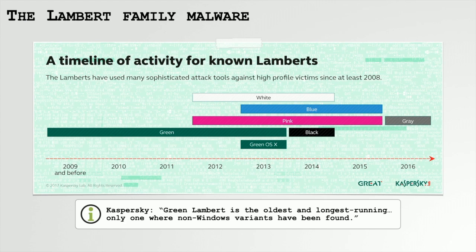This slide from Kaspersky just shows the Lambert family malware. As I mentioned, there's a bunch of different ones. Green, according to Kaspersky, is the oldest and longest running, and the only one where we've found both non-Windows and Windows versions. So Kaspersky's post on this topic is great. If you want to see how these all tie together and which ones might have handed over to another one in the development timeline, you should go check out that post.